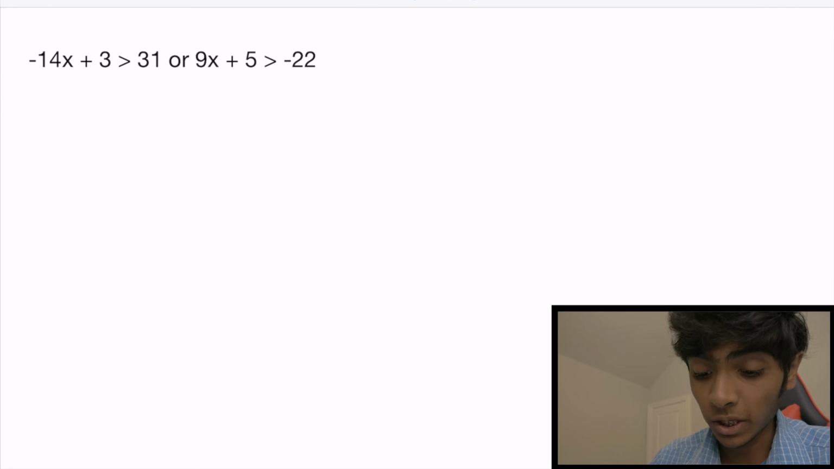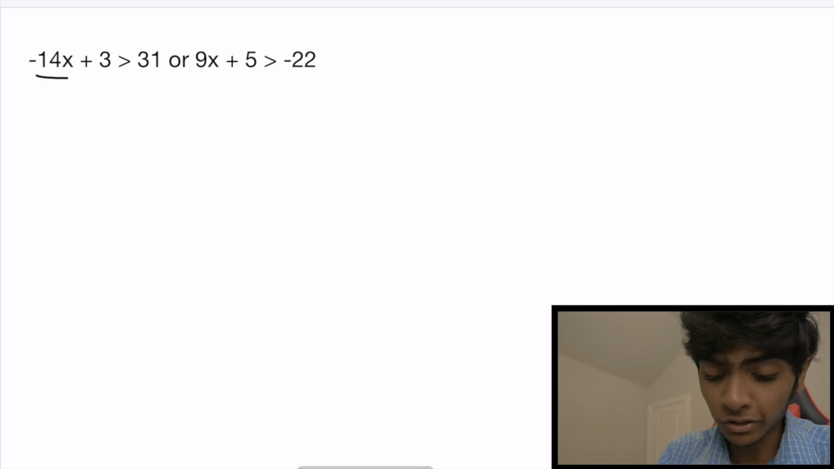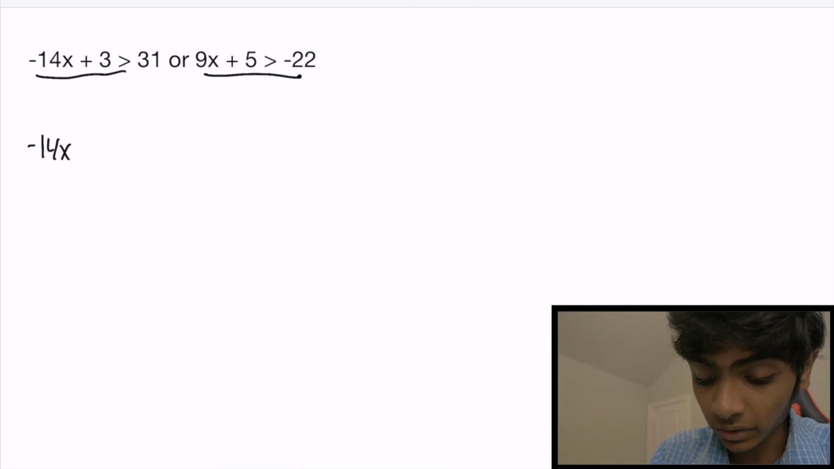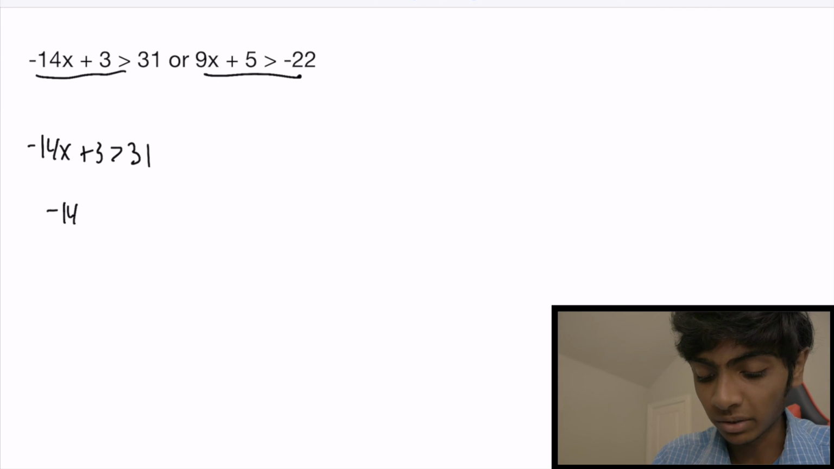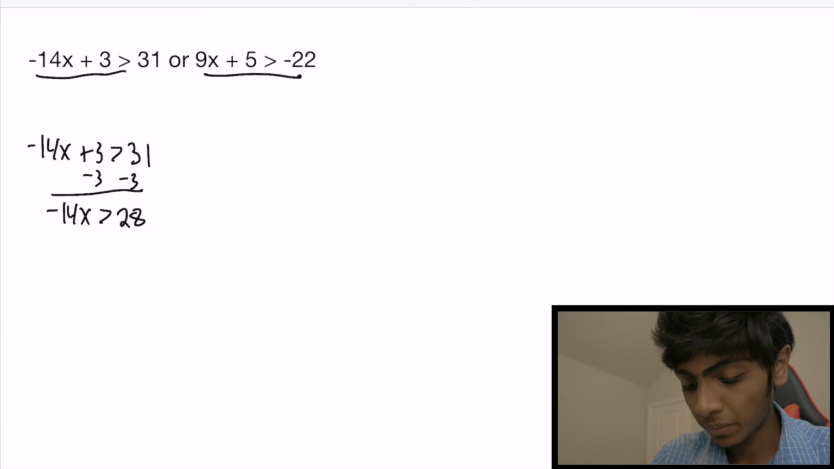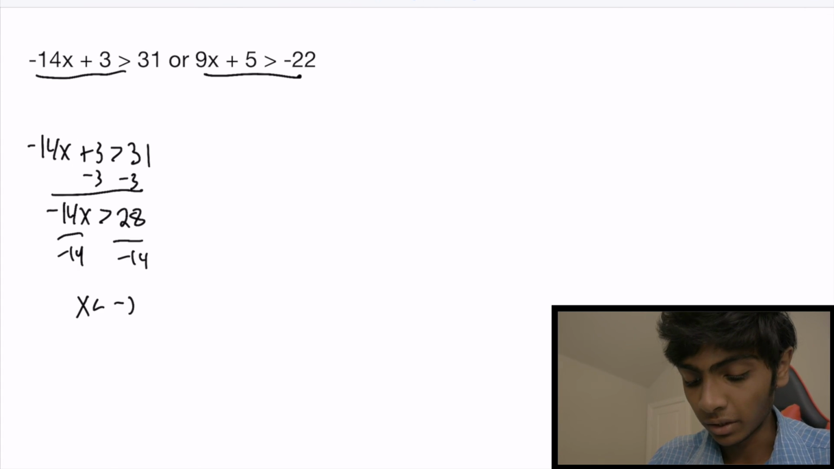Okay, now let's go on to the last question. We're given -14x + 3 > 31, or 9x + 5 > -22. So first let's just begin by solving these individually. So -14x + 3 > 31 is going to be the same as, subtracting 3 from both sides, -14x > 28. And now we'll divide by -14 on both sides, and we're given x < -2.